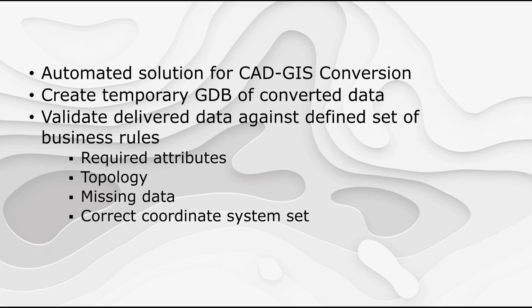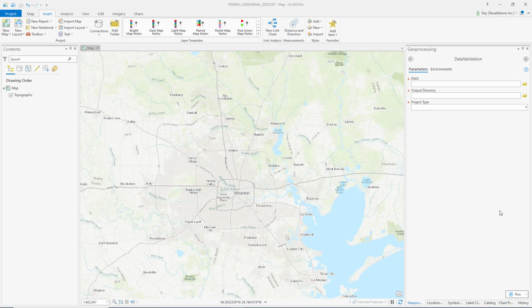Once the CAD layers have been converted to feature classes in a temporary geodatabase, our automated process runs the data against validation rules that we have determined, such as required attributes that should have been populated, topology rules, identifying any missing features that would be expected in such a delivery, and that the CAD file was set to the correct coordinate system. We developed our data validation tool to run inside ArcGIS Pro as a script tool, allowing users to run the tool on a final delivery drawing file.